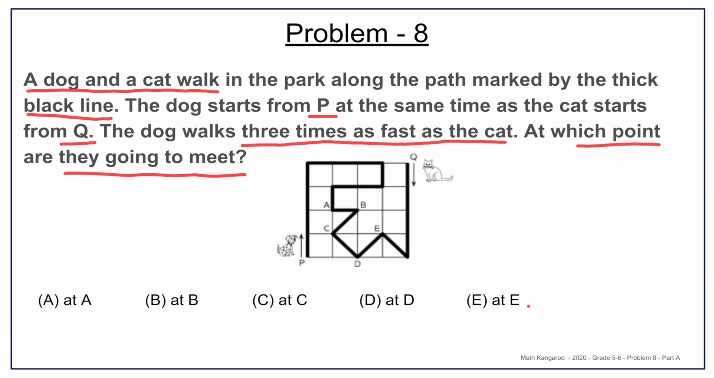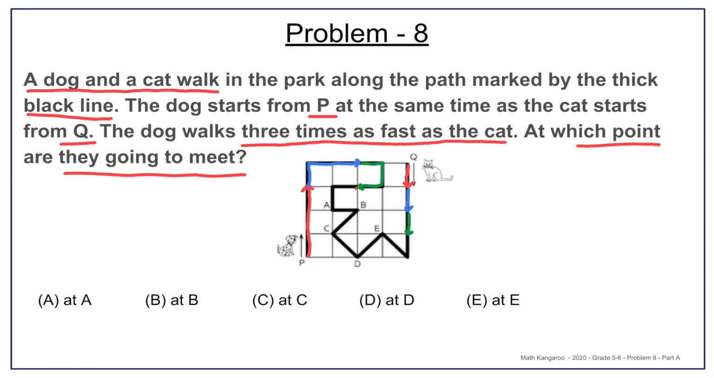So let us walk the dog and cat together and see where they will meet. The main point here is that the dog walks 3 times as fast as the cat. So if the dog walks 3 points here and comes here, the cat would have done this much. Now the dog will walk another 3, 1, 2, and 3 and reach this point. The cat would have reached here. The dog again walked 3 points and reached this point. The cat would have walked this much.